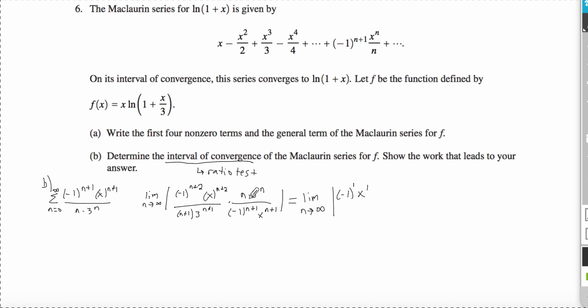N plus 1, there's no way to simplify that with this n, so that's still going to be over n plus 1. And I would have an n left up on top. But then 3 to the n plus 1, 3 to the n, my 3 to the n's will cancel out, leave me with a 3 down there.